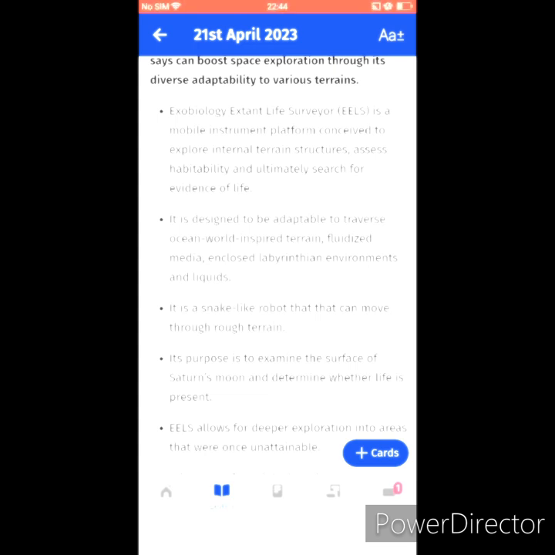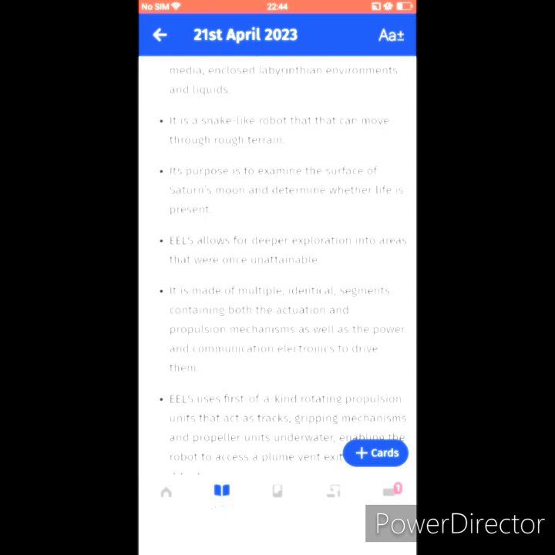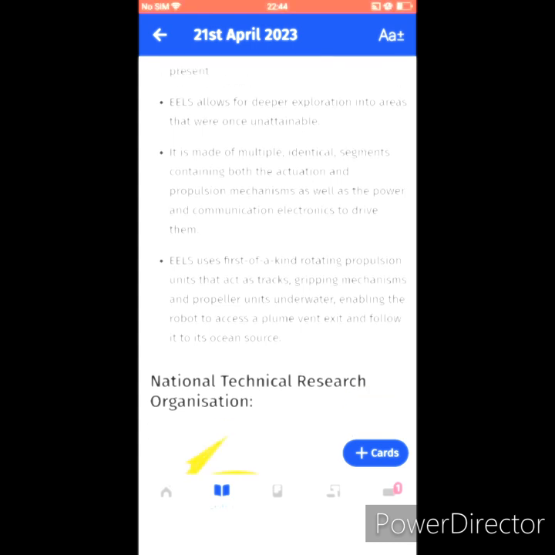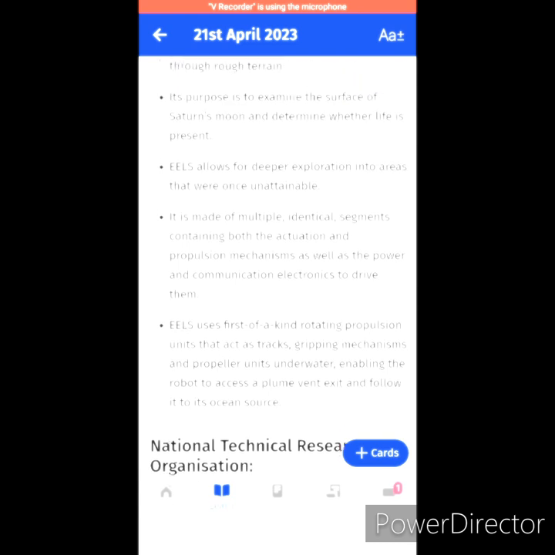It is designed to be adaptable to traverse ocean world, inspired terrain, fluidized media, enclosed labyrinthine environments, and liquids. It is a snake-like robot that can move through rough terrain. Its purpose is to examine the surface of Saturn's moon and determine whether life is present. EELS allows for deeper exploration into areas that were once unattainable.